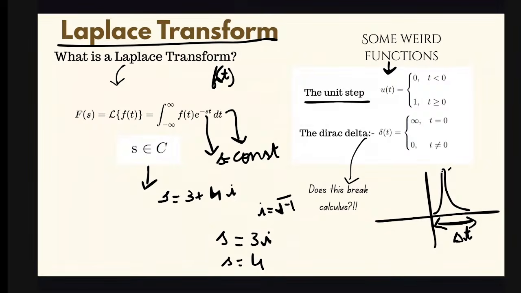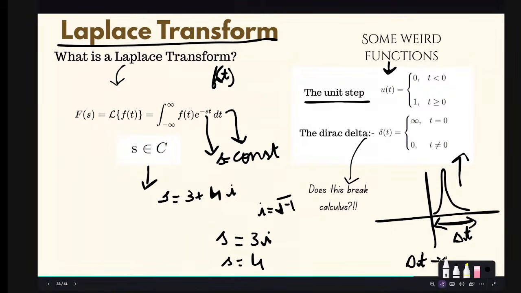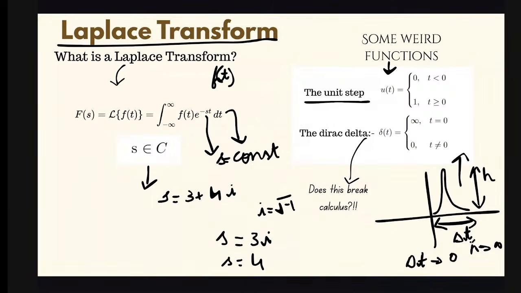Now keep increasing the height and keep decreasing the time interval delta t. So what will happen if you keep decreasing the time interval delta t? Make delta t tend to 0 and this height h tend to infinity. So you might get cases in computation where you get sudden bursts.